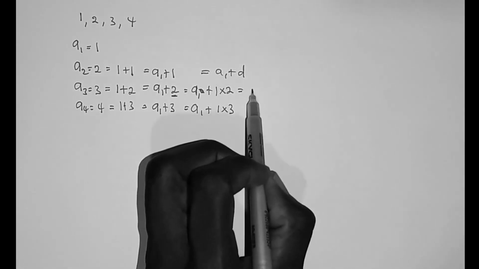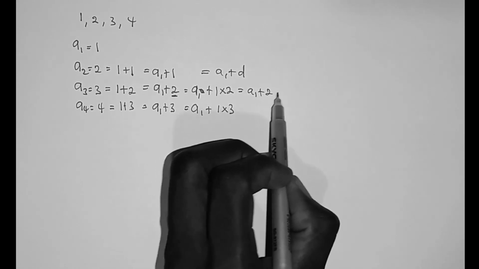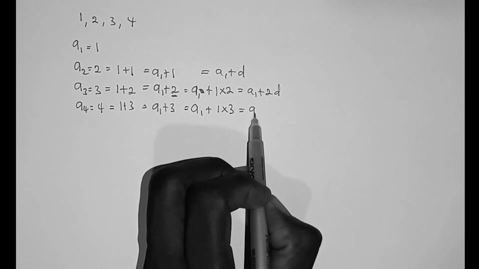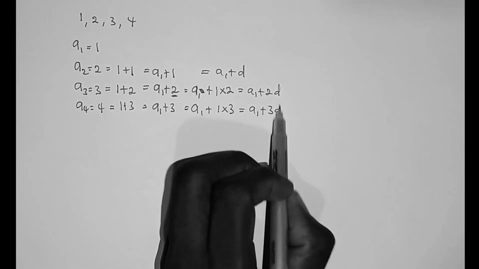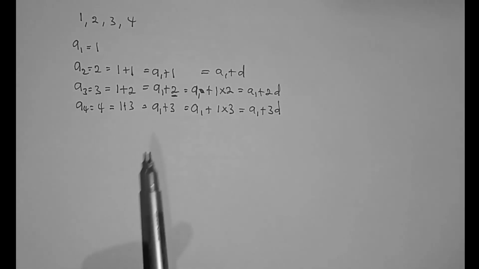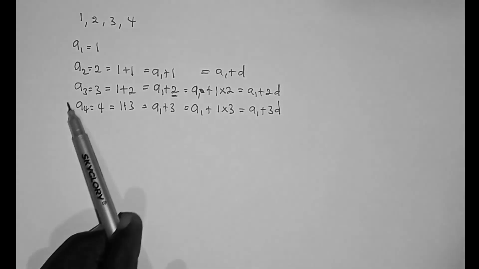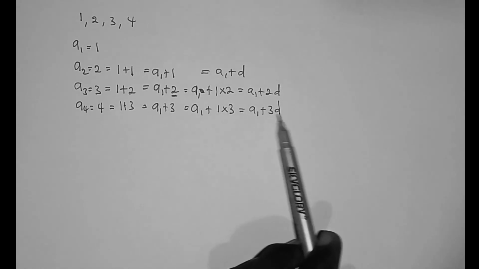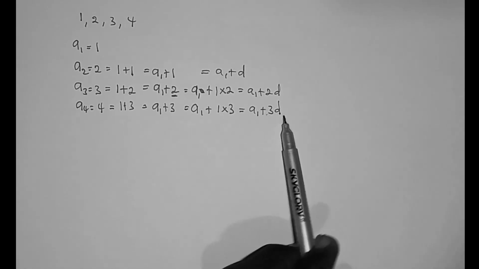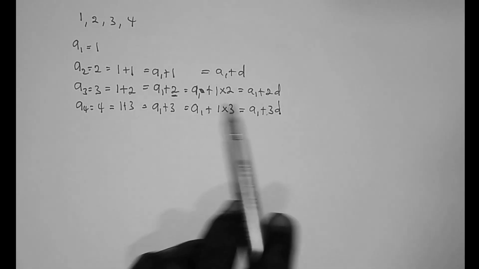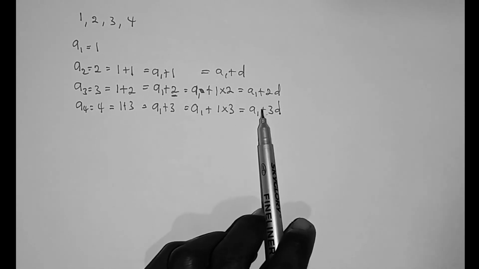And this is equal to A1 plus 2D. And this is equal to A1 plus 3D. So you can move directly from A1 to A4 by just using A1 plus 3 times the common difference. You find the common difference by subtracting the previous term from the next term.